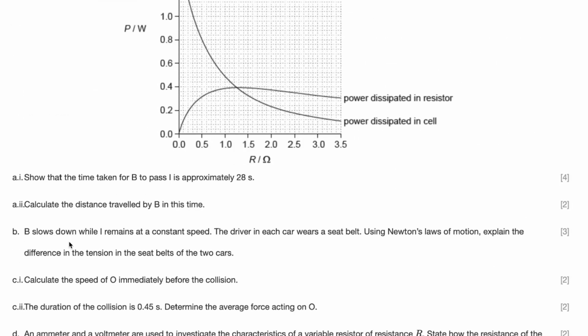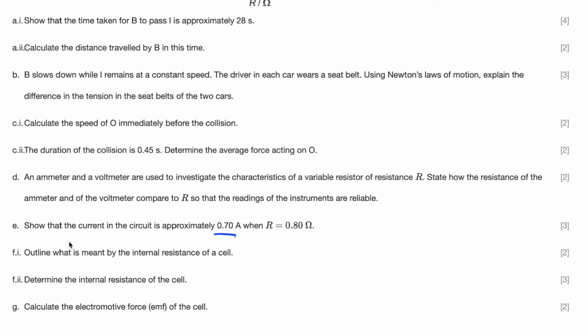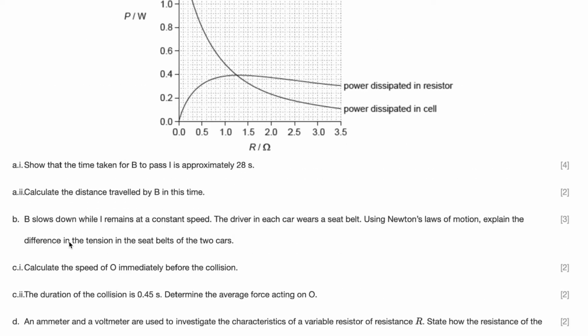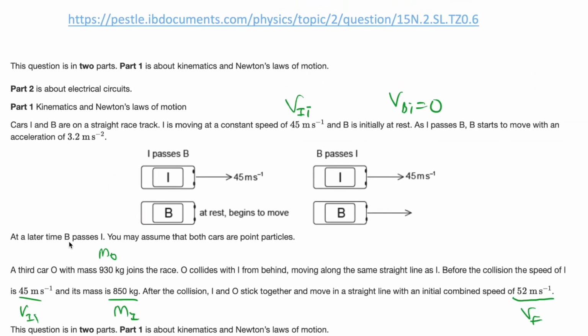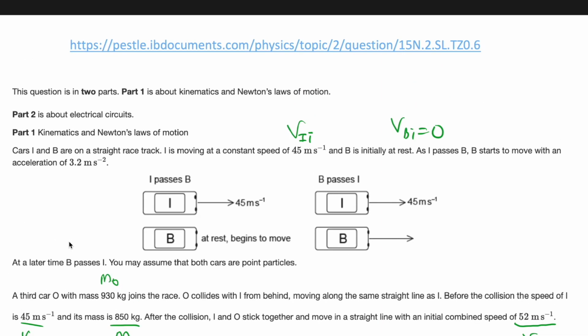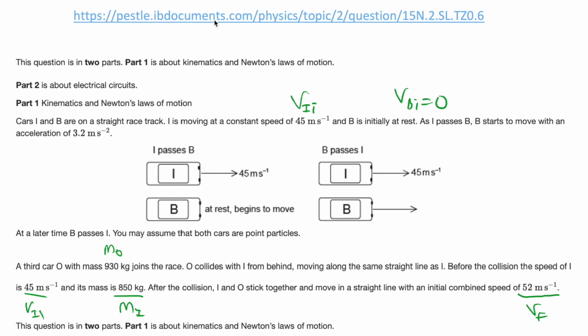So let's take a look at the problem. Show that the time taken for B to pass I is approximately 28 seconds. Oh, by the way, you can also find the problem in this link. It is an online version of the Questionbank.